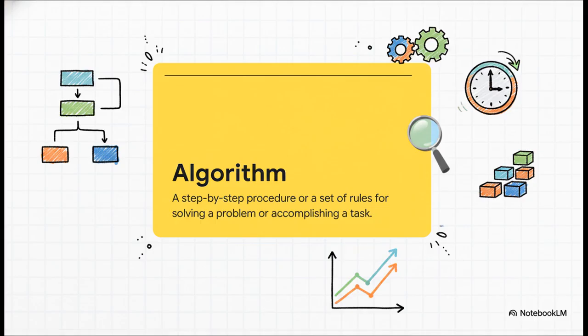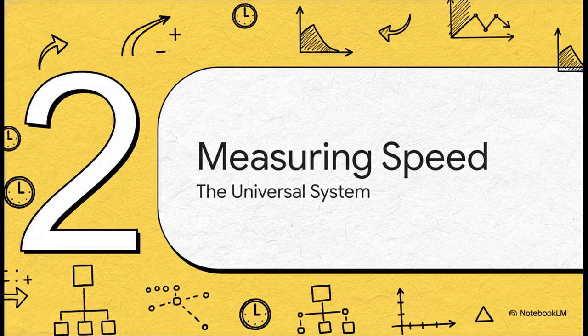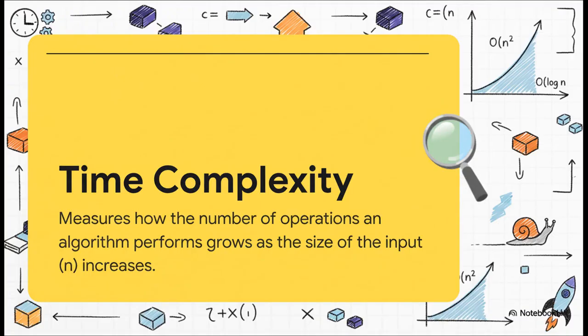No guesswork allowed. Okay, now for the next big piece of our puzzle, how do we actually measure the speed? To compare all these different recipes, we need some kind of universal system. And in the world of computer science, that system has nothing to do with seconds or minutes. Nope, it's about something much, much more fundamental. It's a concept called time complexity. And here's the absolute crucial point, so listen close. We are not measuring time in seconds. We're measuring growth.